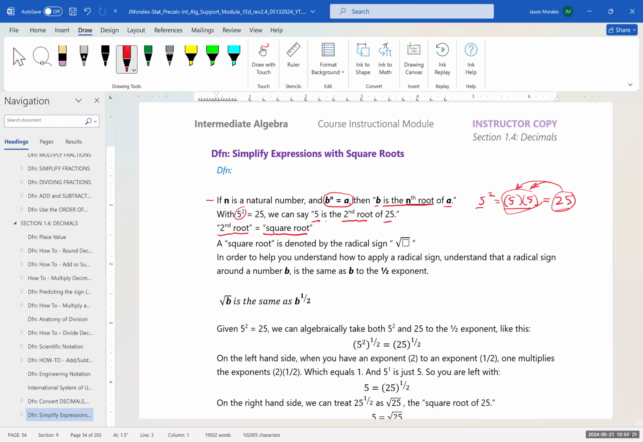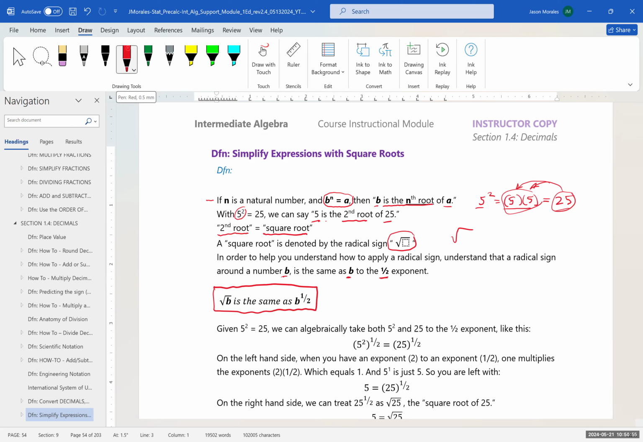So a square root is denoted by this radical sign, which kind of looks like that. In order to help you understand how to apply a radical sign, understand that a radical sign around a number is the same as having that number with an exponent of 1/2. So this is really important, being able to interchange these two. The square root of b is the same as writing b to the 1/2 power.